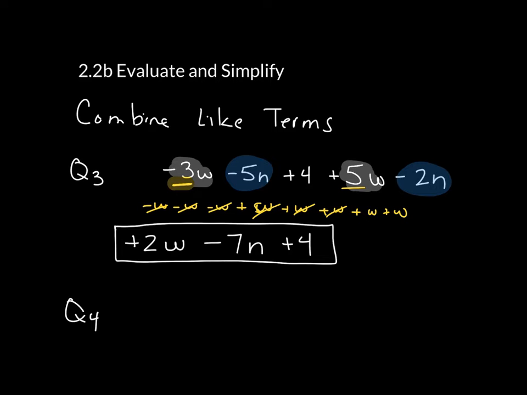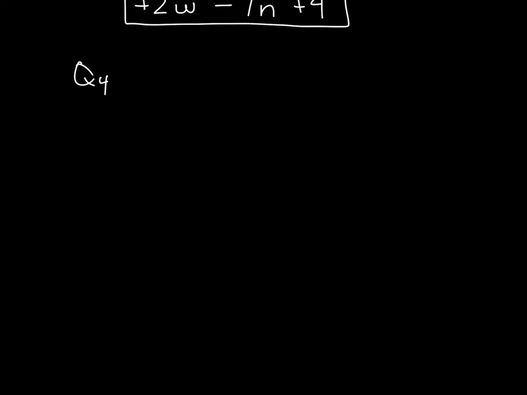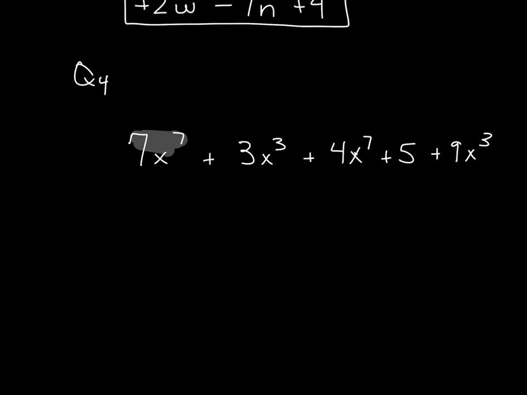Question 4 is very similar, only now I have some exponents to deal with. So let's take a look at that. It is 7x to the 7th plus 3x to the 3rd plus 4x to the 7th plus 5 plus 9x to the 3rd. Now, all of these variables are x's, but when you're combining, the powers must be the same. So the only two that I can combine right now are the x to the 7ths. I have 7 with this one, and over here I have 4. So I just add 7 plus 4, and that gives me 11x to the 7th.